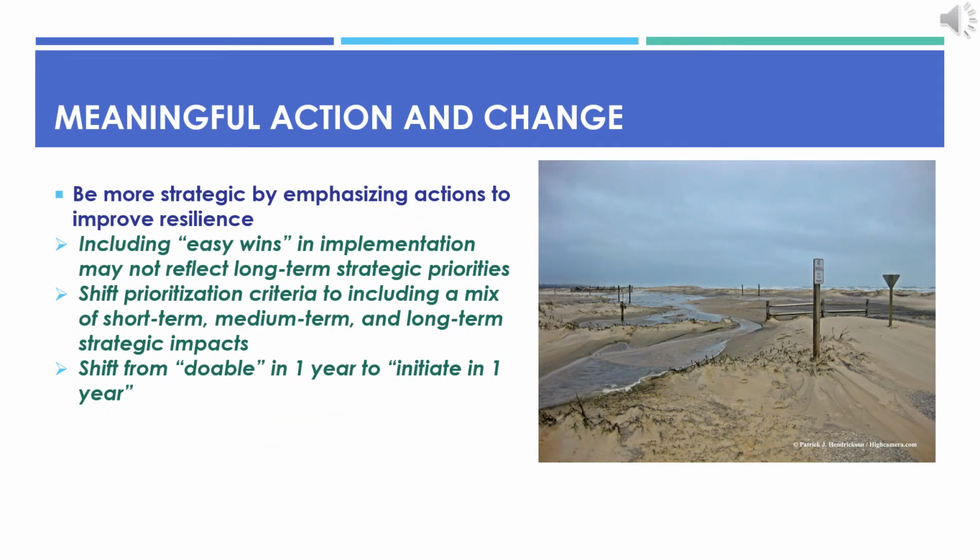Working with our pilot communities helped identify the need to be more strategic by emphasizing actions to improve resilience. We learned that including easy wins in implementation may not always reflect success in achieving long-term strategic priorities. As such, we shifted the prioritization criteria used in developing the Resilience Action Checklist to include a mix of short-term, medium-term, and long-term strategic impacts. Similarly, we shifted our prioritization criteria away from doable in 1 year to being able to initiate in 1 year.